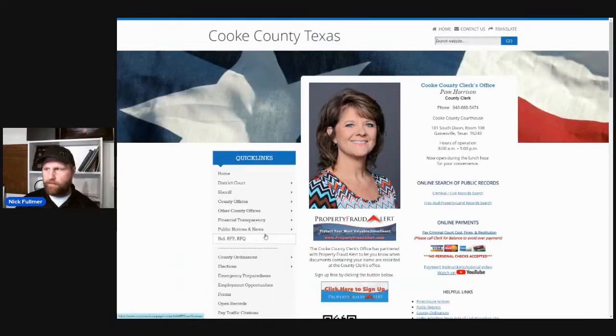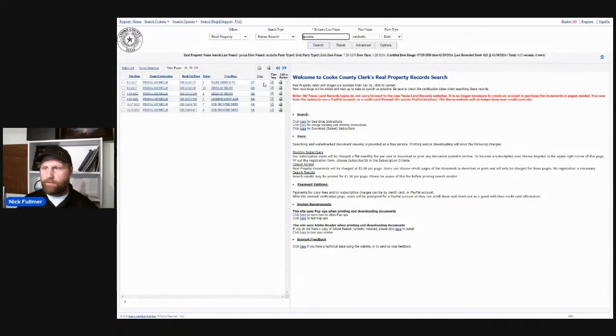You can do all of this for free. If I click on this link, I can go to the county recorder's office. I can click on land records. I can do a search for this person, which I already did. And I can pull up all of the records associated with this person. So let's walk through that now.